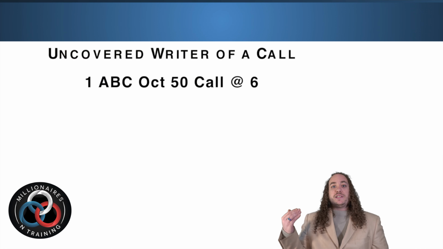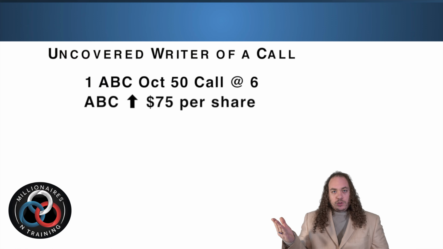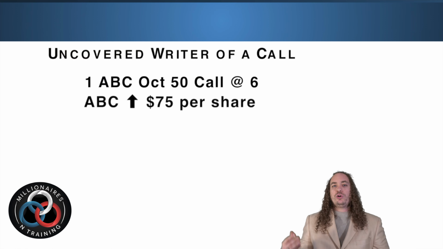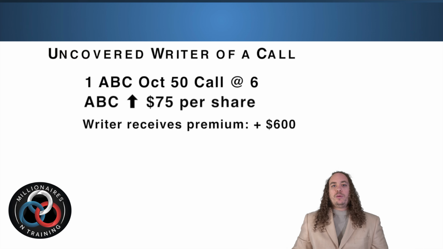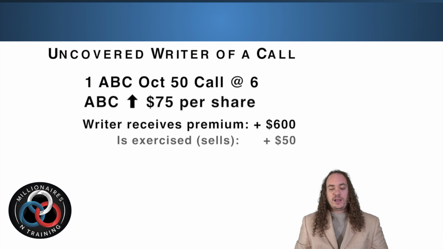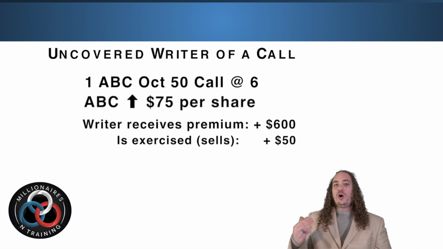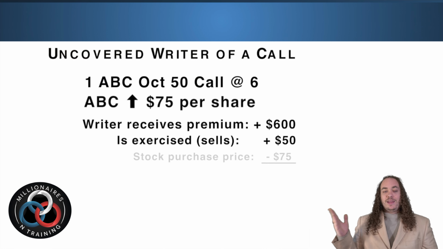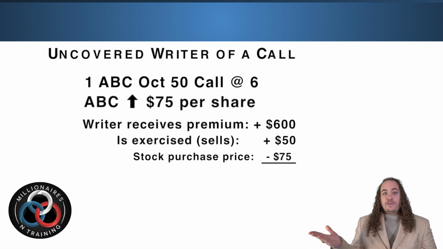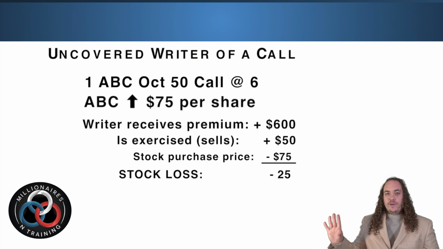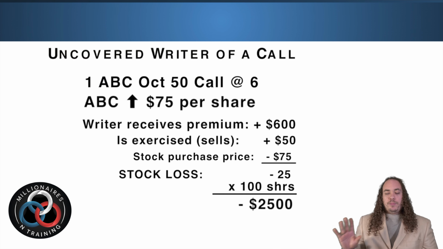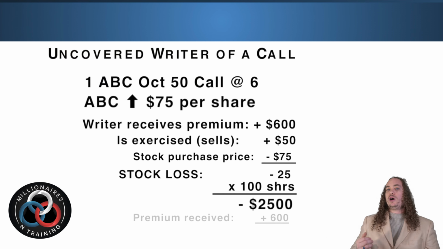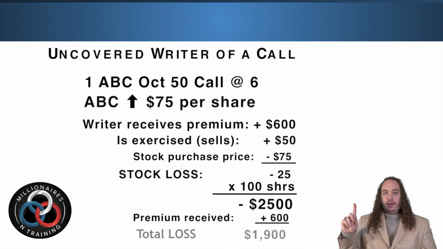In this case, the market rises to $75. As the writer of an uncovered call, you have received 100% of the premium, so you took in $600. When the market price of ABC rose, the holder exercised the contract and you were forced to sell the stock at $50. Do you currently own the stock if you are uncovered? No, you do not. That means you have to go out in the market and buy the stock at 75 and then sell it at 50. If you bought the stock at 75 and then sold it at 50, you've lost $25 per share times 100 shares, you've lost $2,500. But part of your loss can be offset by the $600 premium you received when you wrote the option, leaving you with a net loss of $1,900.